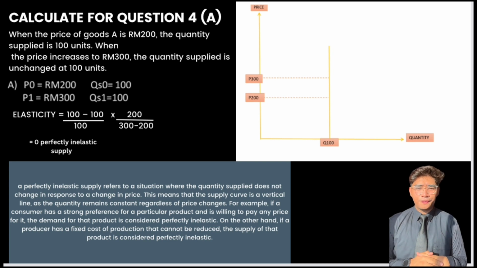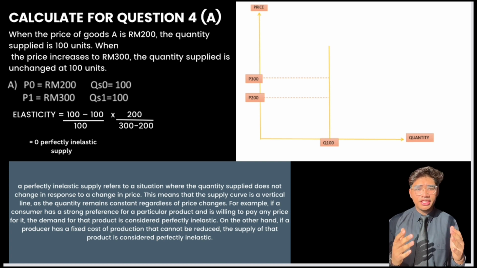Question A. When the price of good A is RM200, the quantity supplied is 100 units. When the price increased to RM300, the quantity supplied is unchanged at 100 units. P0 equals RM200, Q0 equals 100 units, P1 equals RM300, Q1 equals 100 units. So, for the calculation, elasticity equals (100 minus 100) over 100 times 200 over (300 minus 200).